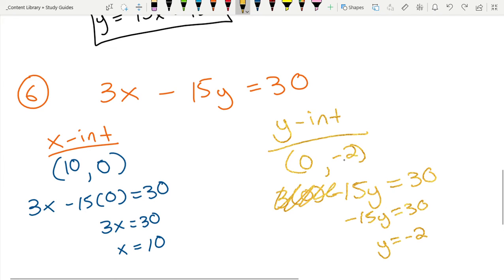So remember, for intercepts, someone has to be 0. Who's the 0? It's the thing you're not looking for.